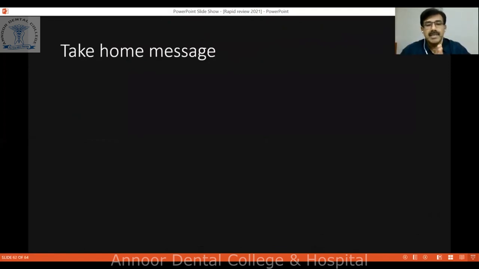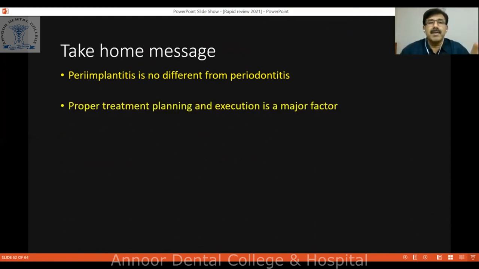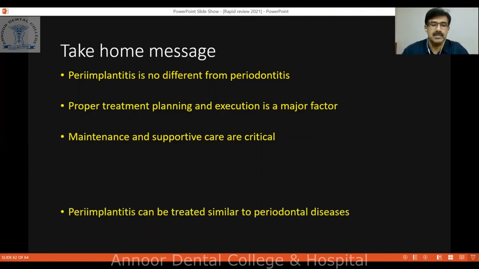So that is the take-home message that I have for you: peri-implantitis is not different from periodontitis. It shares the same microbiology, same etiopathogenesis. It is almost similar. Proper treatment planning and execution is a major factor. You have to plan the end in the beginning, and then you have to start from there so that you don't make mistakes. You can give a beautiful restoration, which is aesthetically pleasing, functional, and the patient can maintain well. Maintenance and supportive care is the most critical thing, akin to periodontitis. After you manage the periodontitis or gingivitis lesion, you put them on supportive therapy. It's similar to that, you have to give a maintenance protocol for all your implant patients.